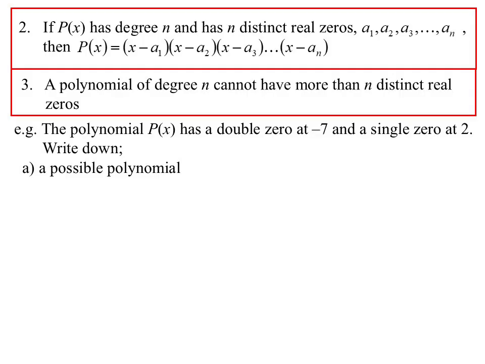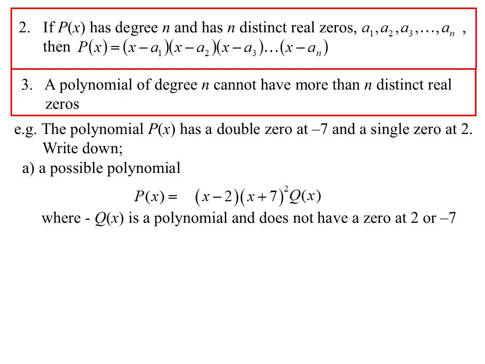We're going to write down a possible polynomial, and when we say that, we're generalising it to cover every possibility. What we know is it has a double zero at negative 7 and a single zero at 2. So I certainly know that they are factors. But if I want to generalise this to cover every possibility, I could also multiply it by some other polynomial. But that polynomial can't have a 0 at 2 or negative 7. Because say it did have one at 2, then x minus 2 wouldn't be a single zero anymore, it would become a double zero. And similarly with negative 7, if it had one at negative 7, it wouldn't be a double zero, it would become a triple zero.